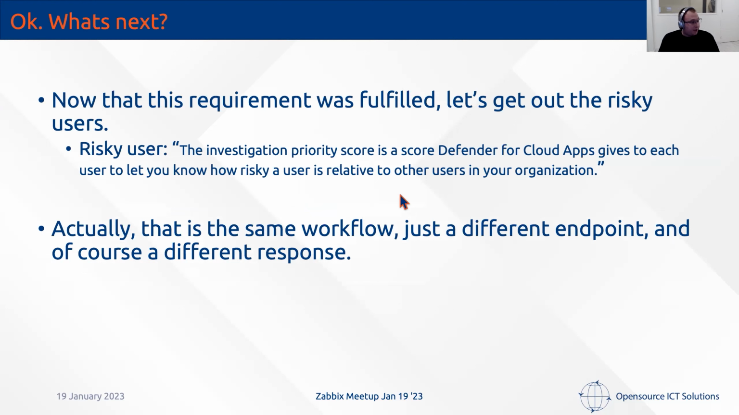Risky users, that was the second request from this customer. So risky user, investigation, priority score, and so on. A risky user needs some sort of investigation if there is apparently a risk to the Office 365 suite. We started building this, and we quickly realized that we can just follow the exact same workflow. I mean, we are just talking to a different endpoint, and of course, we get some sort of different response back. We are working with other information there.